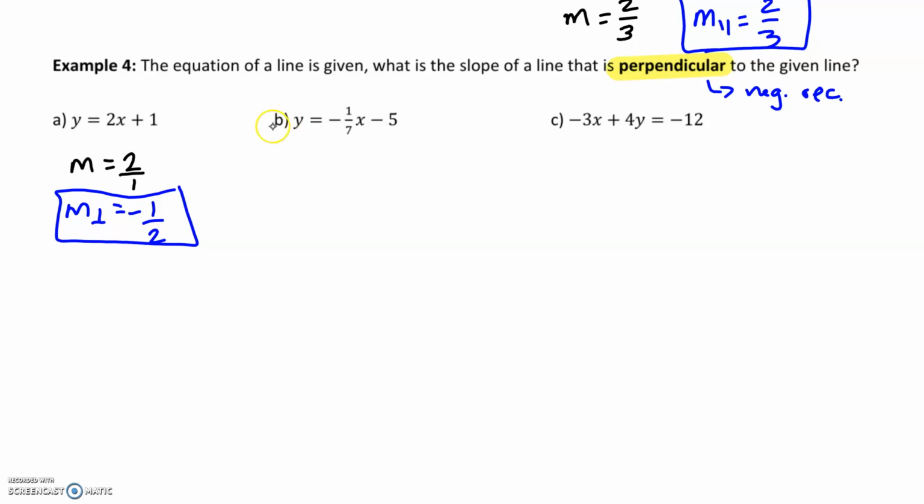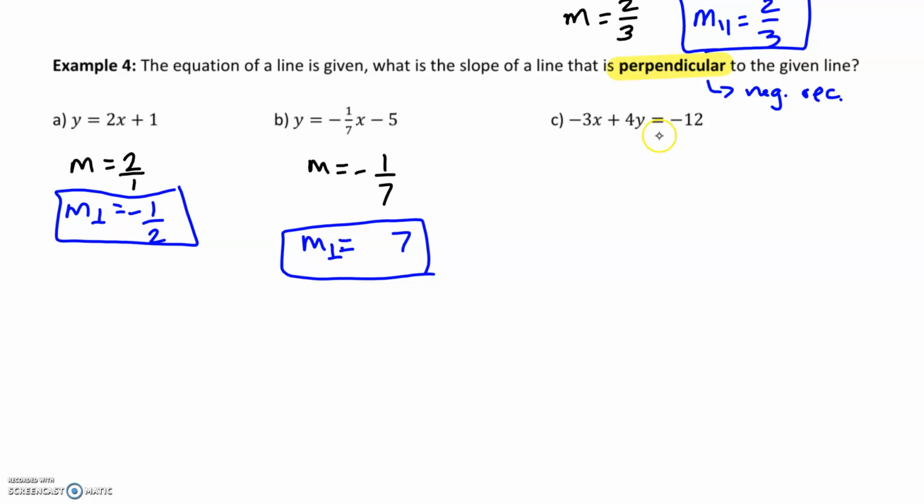Okay, in our next line, the current slope of this line is -1 over 7. So my perpendicular slope, I have to flip, so it would be 7 over 1. And we know we don't have to write that over 1, it's automatically there. And since my first slope is negative, my second slope has to be positive. So the perpendicular slope would just be 7.